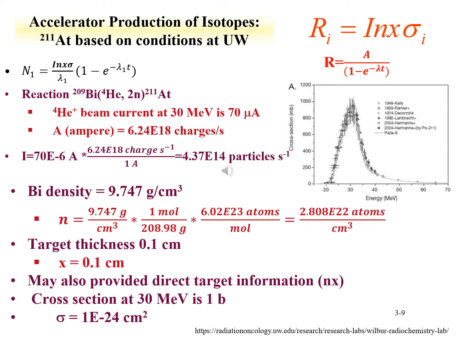So that's the number of targets per centimeter cubed. The target thickness for this example will be 0.1 centimeter, so that's the value for X. For these calculations, the target information may be provided directly. For example, as opposed to providing the thickness and the density, one may be provided the number of atoms in the target or the mass of the target that is being bombarded. And the cross-section, again shown here, has a value of 1 barn. 1 barn is 1 times 10 to the minus 24 centimeter squared.